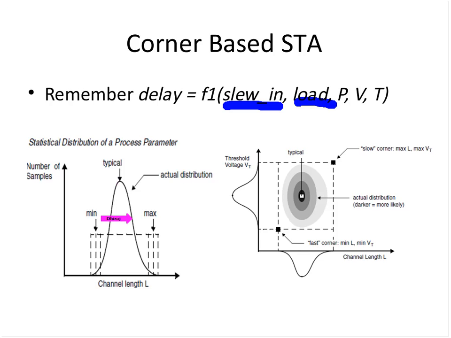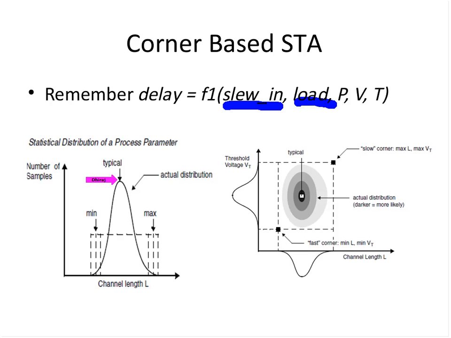Now let's plot two such parameters. One is channel length, on the x-axis. Okay, but first let's clarify some doubts about the Gaussian curve on the left. Now this Gaussian curve has two parameters. One is called the mean or the average, which is a typical value. The other is called the standard deviation. Standard deviation tells us what is the width of this curve.